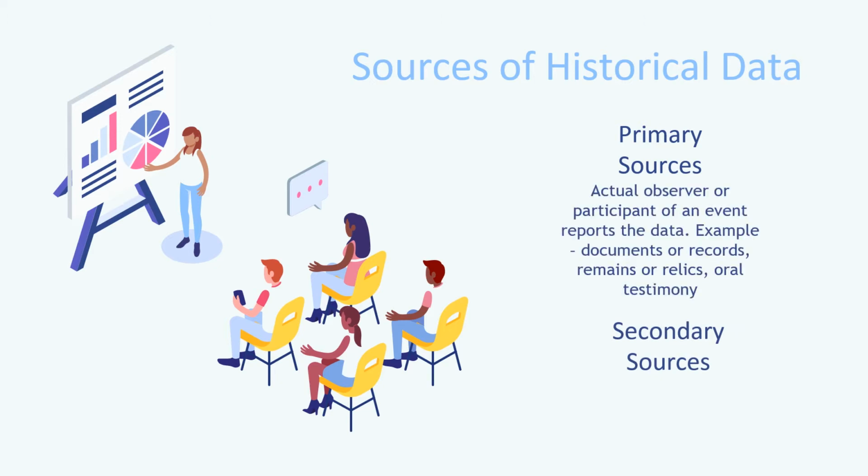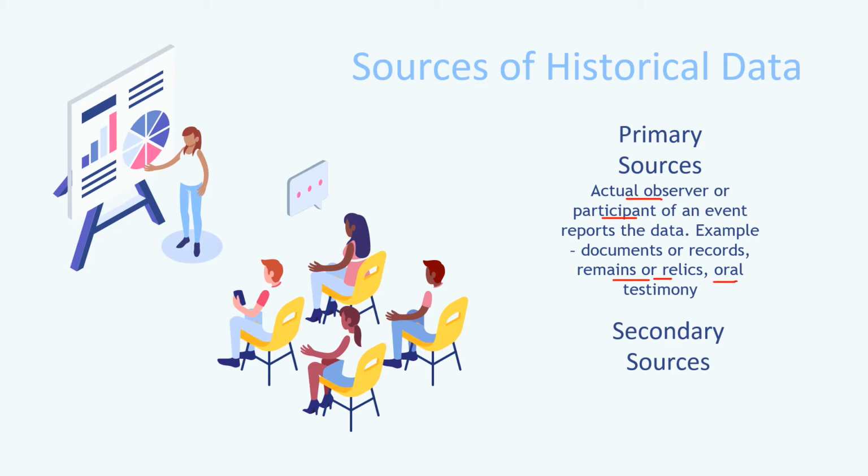Primary sources are the records reported by an actual observer or participant of an event. For example, documents like autobiographies, letters, diaries, etc. are the primary sources. Remains or relics, which are not deliberately made to transmit information, are another example of primary sources. Fossils, utensils, paintings, etc. fall under this category of remains and relics.